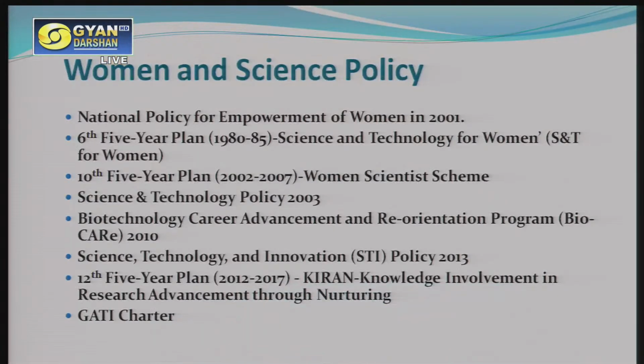From the sixth five-year plan onwards, initiatives have been taken up by the government to promote women in science, and you have the National Policy for the Empowerment of Women in 2001. Then, for science and technology for women, in the 10th five-year plan the Women Scientist Scheme was introduced.